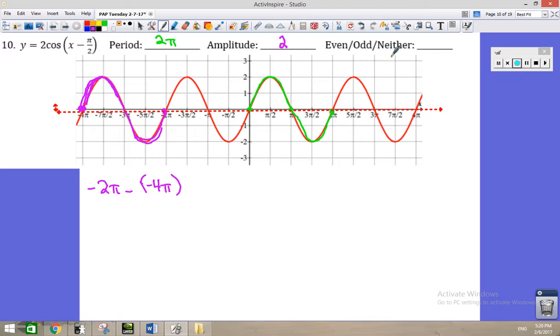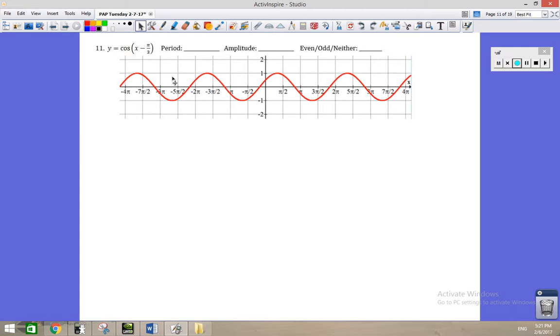For even, odd, or neither, I'm going through the origin, and I can see that the coordinates of this point, if you call it x and y, pi over 2 and positive 2, over here are negative x and negative y. I've got positive pi over 2 and negative pi over 2. The x's are equal and opposite, and the y values are also equal and opposite. This is positive 2 and this is negative 2, and that's true for all the points on this graph. So it's an odd function. If you rotate this 180 degrees, you'll get the same graph.